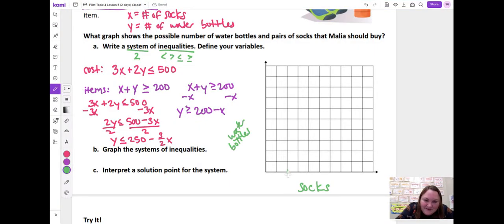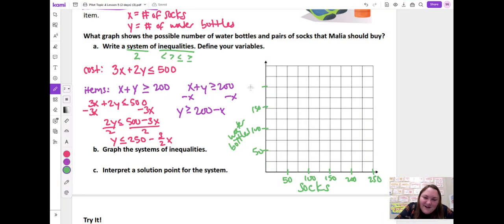And let's go ahead, we can make every other line 50. So 50, 100, 150, 200, and 250 for both of these. And that means I can definitely fit my 200 and my 250 when I go to graph those.